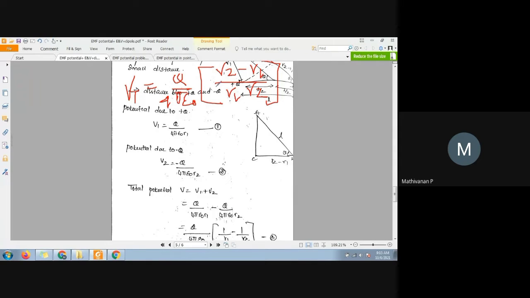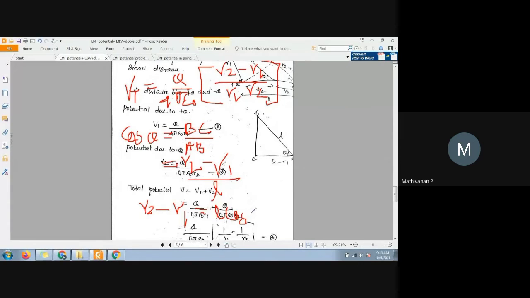Now go to this triangle. Now we require this triangle. Now find cos theta. What is cos theta for this one? Cos theta is nothing but BC by AB. What is your BC? R2 minus R1. What is your AB? L. From this, we can find out R2 minus R1. So R2 minus R1 is equal to L cos theta.